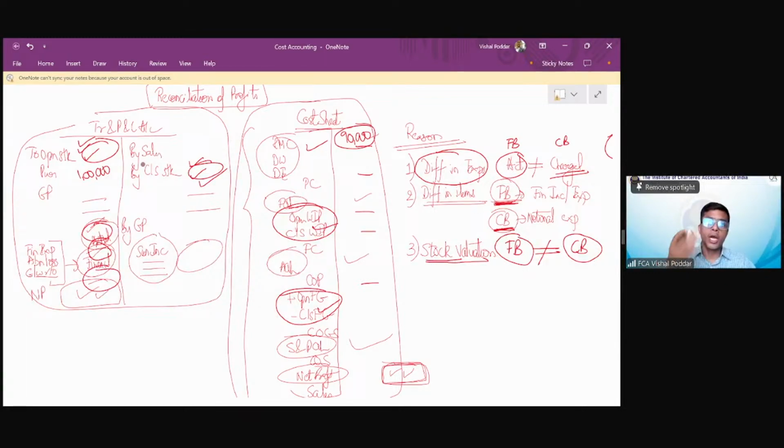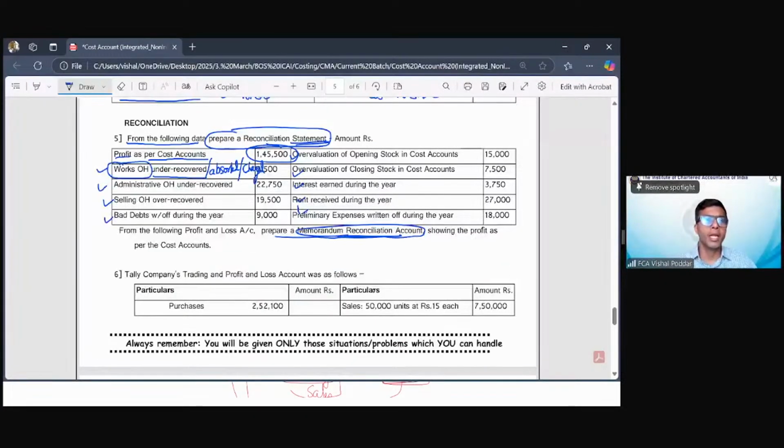So the amount charged is less. Whatever the difference, 1 lakh is the actual, you have charged here 90, so the difference is 10,000. You will say this 10,000 is under recovered, under absorbed, or undercharged. So whenever the sum says that any amount is under recovered, under absorbed, undercharged, you have to understand that this amount is less in the cost sheet.